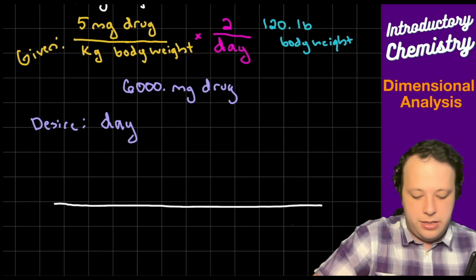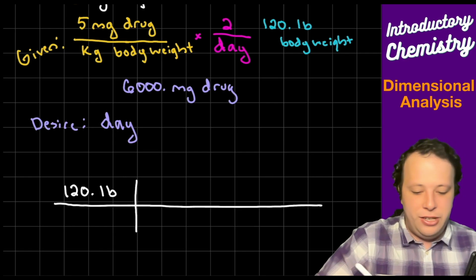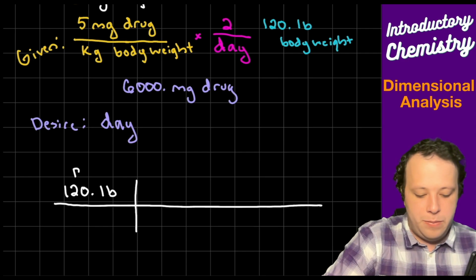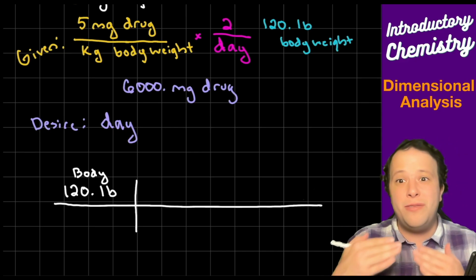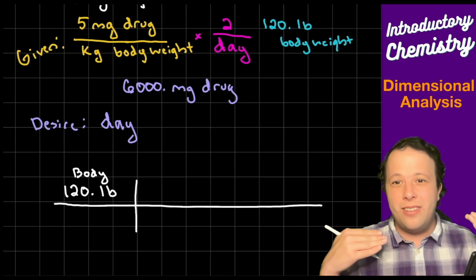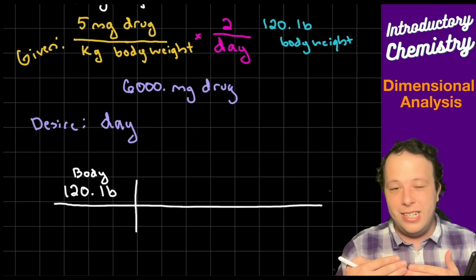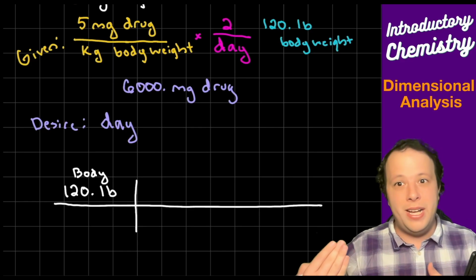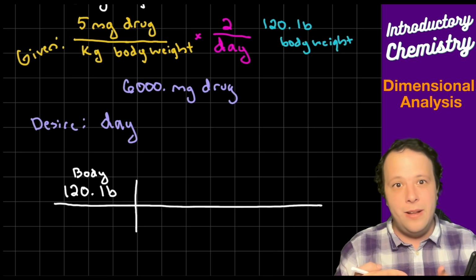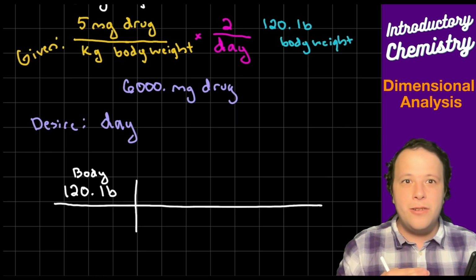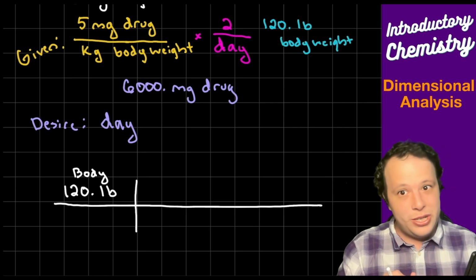So with this, we have a 120-pound patient, right? I'm going to put body above it just so we're familiar with where that weight is coming from. Because notice we have 2 masses, so we need to make sure that the masses that are together stay together in terms of cancellation. We don't want to mix the milligrams with the pounds and kilograms, even though they're all masses, because they're not related to the same thing. So we now have to go from pounds to kilograms so that we can use the one conversion term.